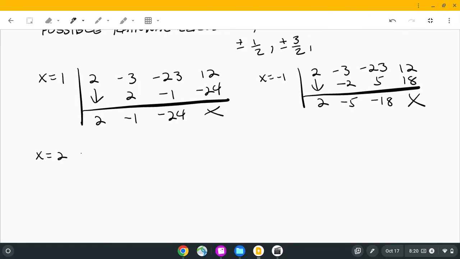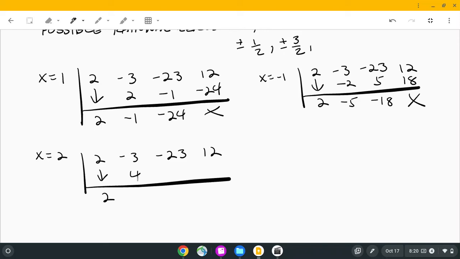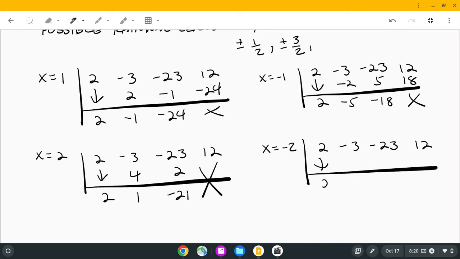X equals 2. 2, -3, -23, 12. 2 times 2 is 4. 1, 2. What do we get there? -21. And I can see already this isn't even going to work. Okay. Let's try -2. 2, -3, -23, 12. All right. So 2, -4, -7, 14. What do we get here? That is 9. Okay, so this isn't going to work.